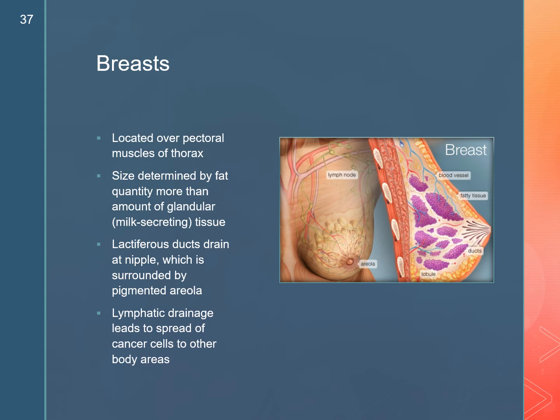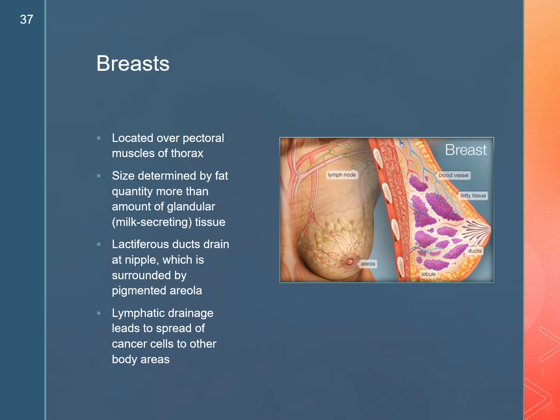The breast lies anterior to the pectoral muscle, and it is composed of lymphatic vessels, milk-secreting cells, blood vessels, nerves, fatty tissue, and lactiferous ducts. Now, these milk-secreting cells are arranged in grape-like clusters that we refer to as alveoli. You may have heard that before when we talked about alveoli that are in the lungs. Now, the lactiferous ducts are responsible for draining the alveoli, and they converge towards the nipple in some small openings.